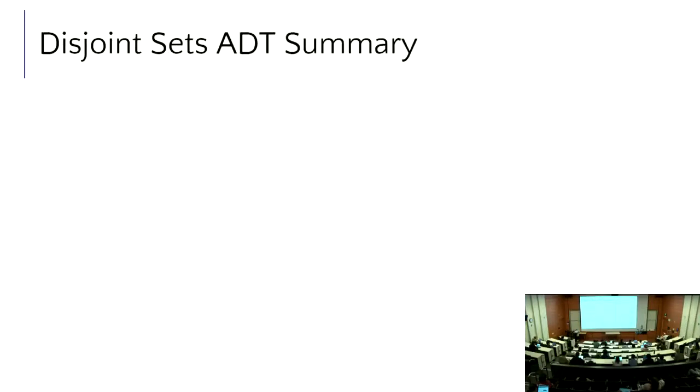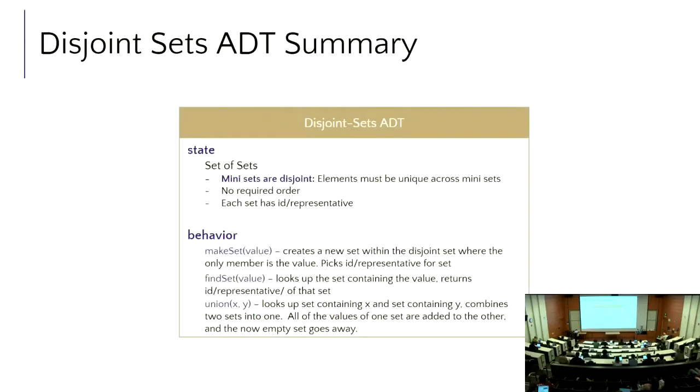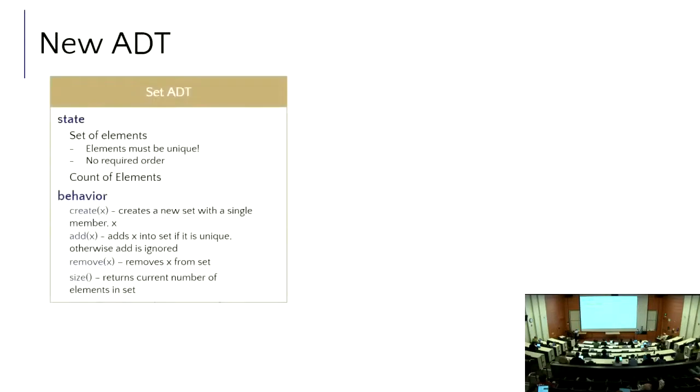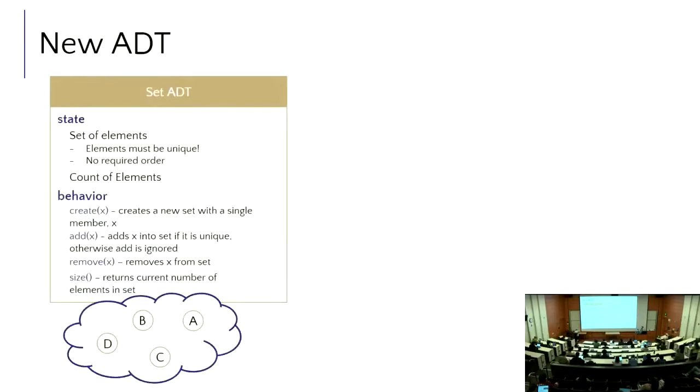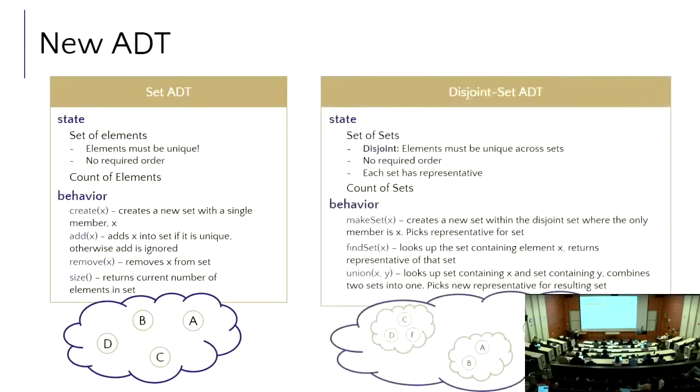Okay, so this is another description of the disjoint sets. So here's the set, right? This is how I would maybe visualize a regular set. This is how I visualize a disjoint set. No required order. Things have to be unique. Each set has a representative. We have those three functions.